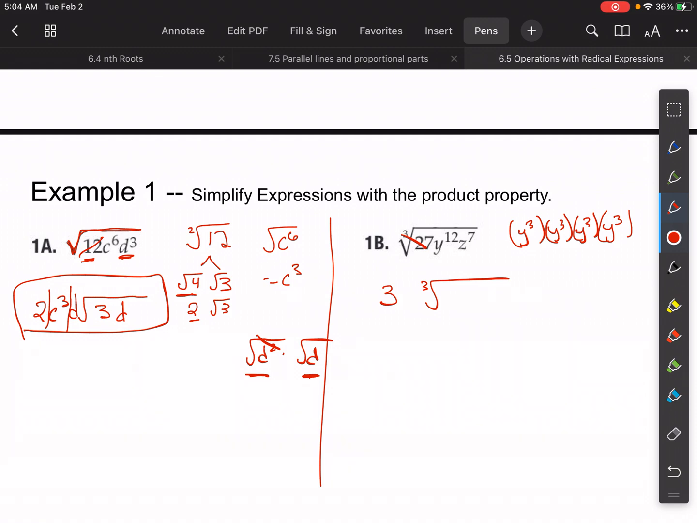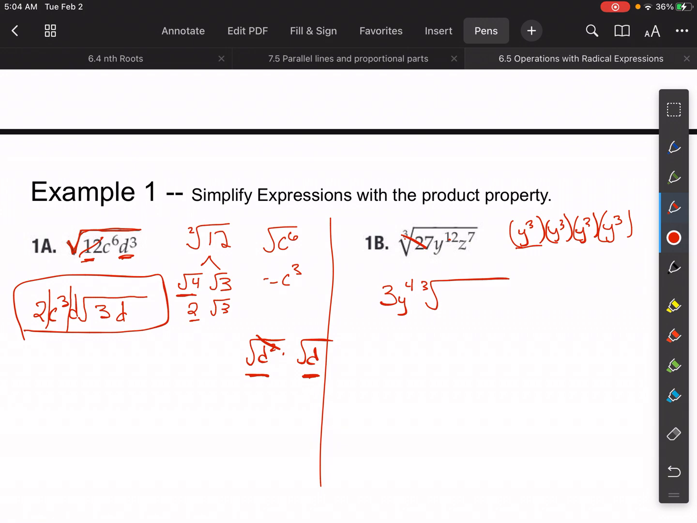So if I cancel these out, I'm really looking for the groups there. Okay, so there's 4 groups, so that's y to the 4th, and that comes out. So I just took 12, divided it by 3, got my 4 that came out. And there's no y's left inside.